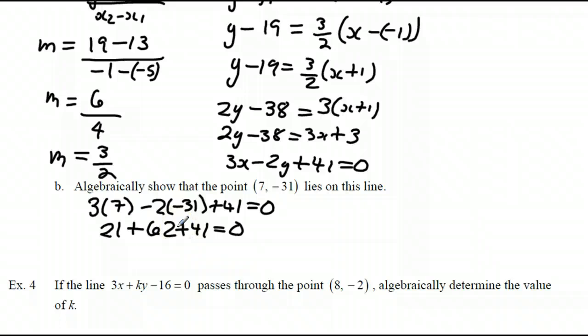So what did I mess up? 7 for x, negative 31. Okay, hang on. Let's go back and look and see what we've got here.